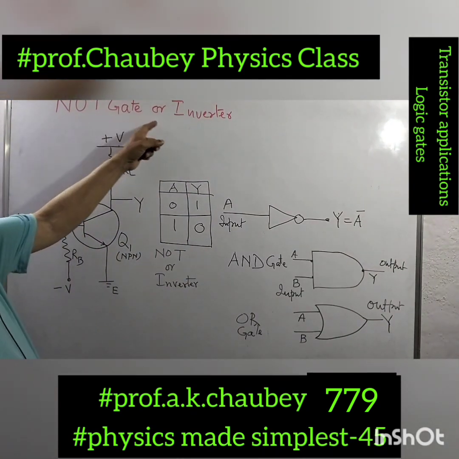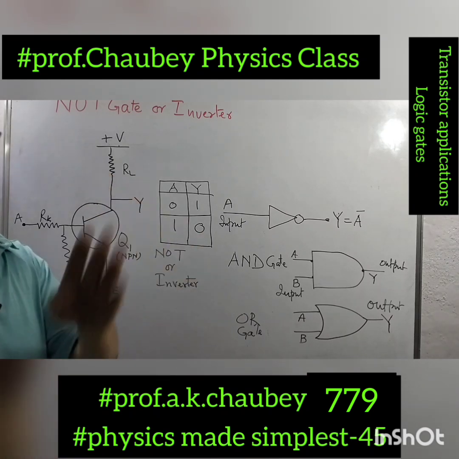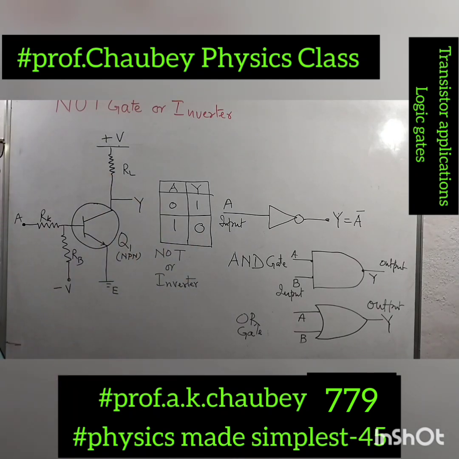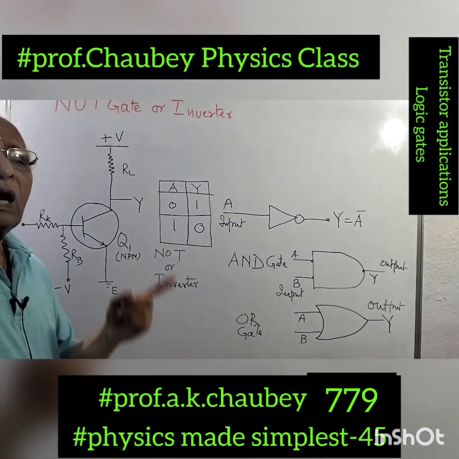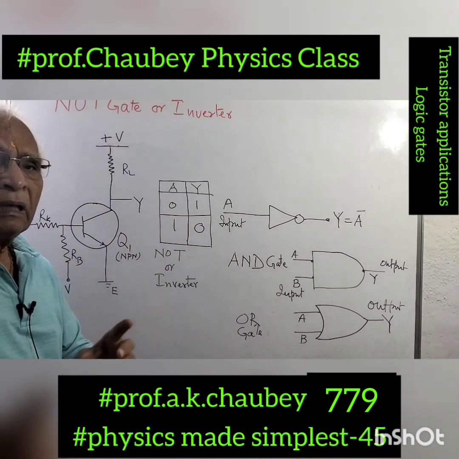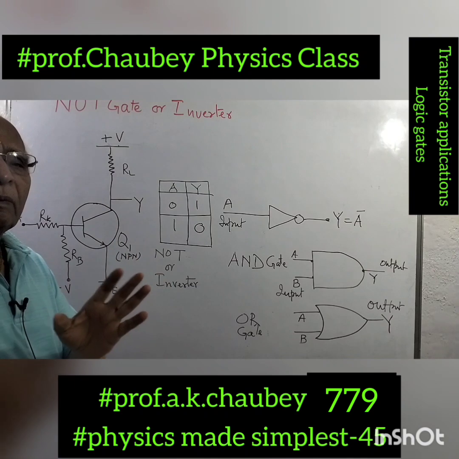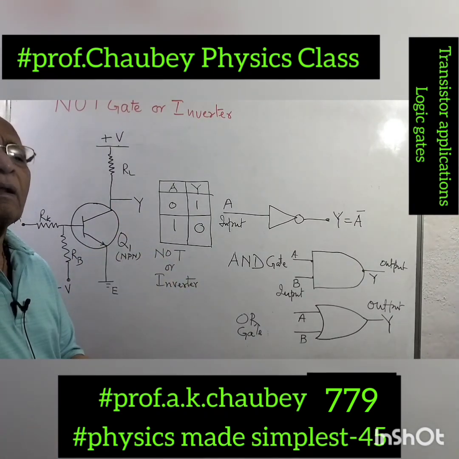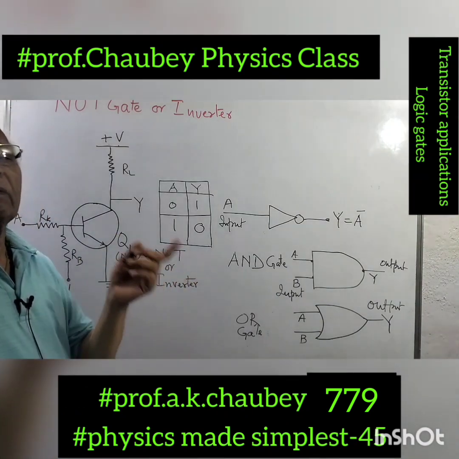Using a NOT gate or inverter means whatever the input, the output is the invert of that, the reverse of that. If the input is A, that is high, the output will be 0. If the input is 0, the output will be high. That is, in 0, 1 language, if the input is 1, the output will be 0. If the input is 0, the output will be 1.